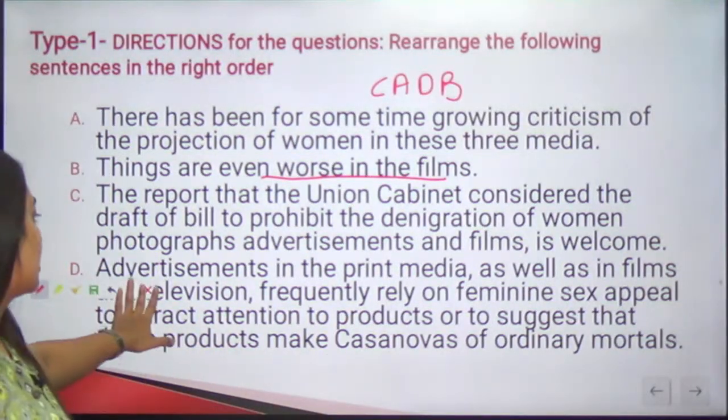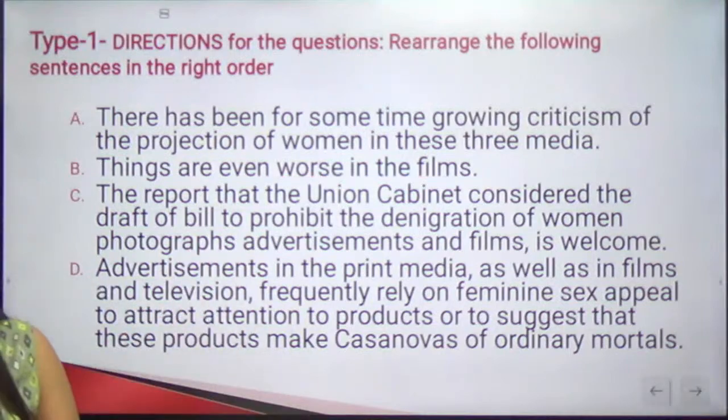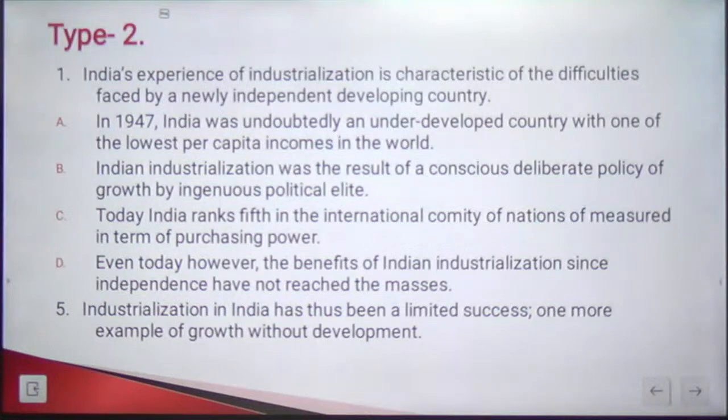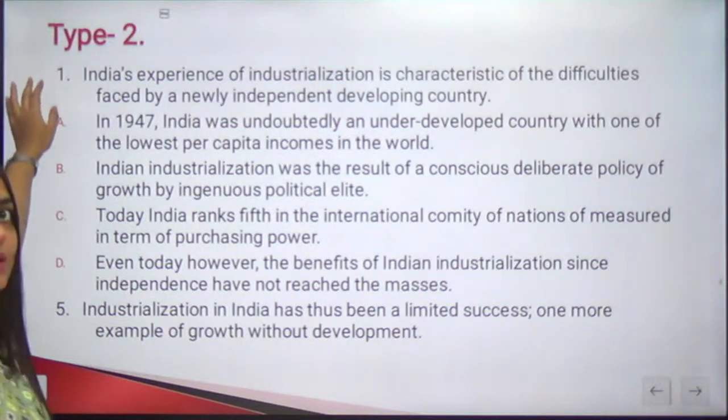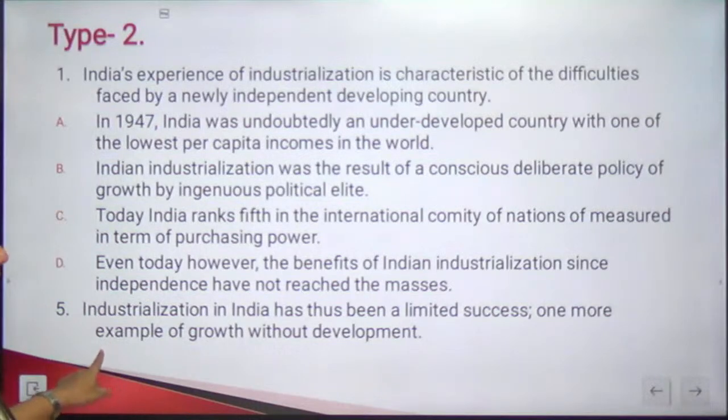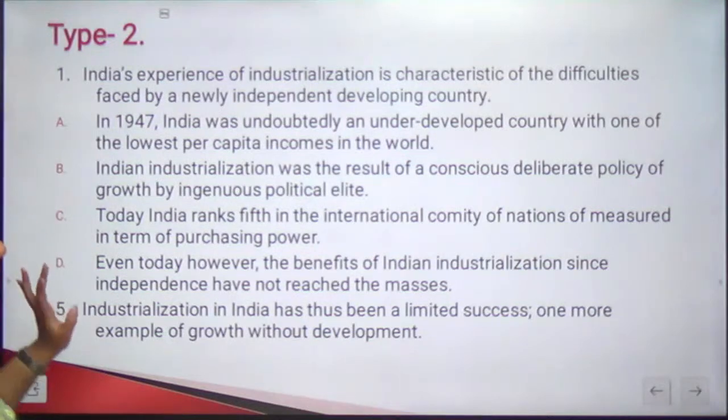I hope this particular question is clear to everyone. Let us move on to the second one now. Go through this one, and if you can see, this is the type 2 in which opening sentence and the closing sentence will be given to you. Look at this. The opening sentence is given, the closing sentence is given. You just have to guess the order of these 4 sentences.